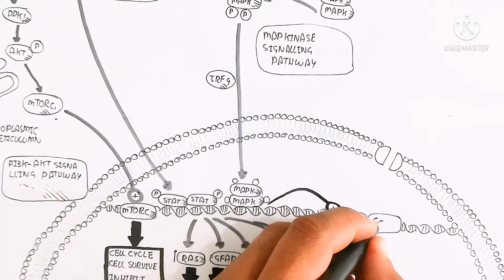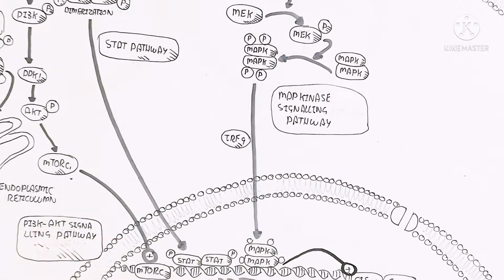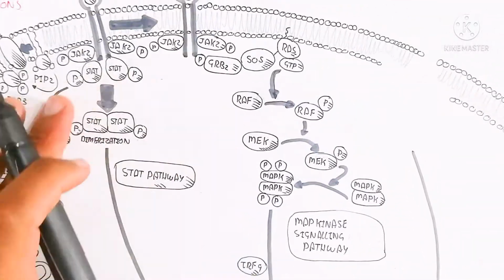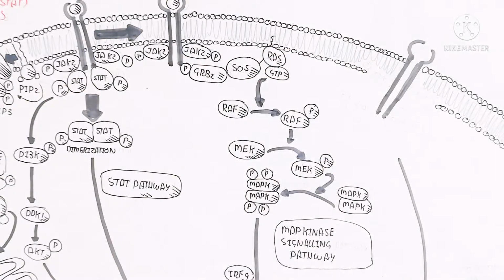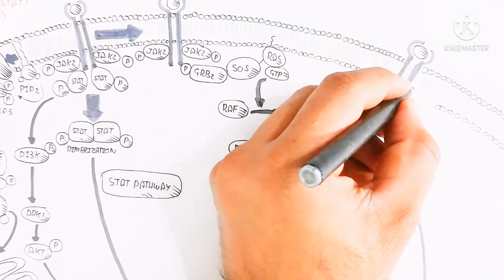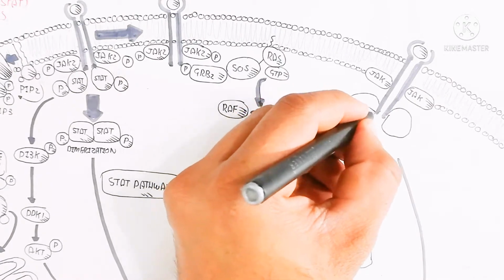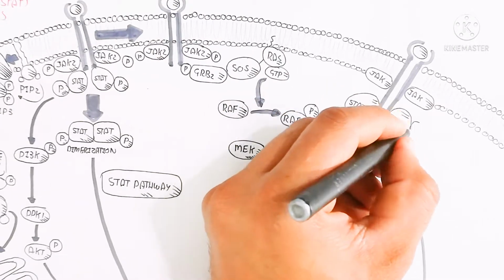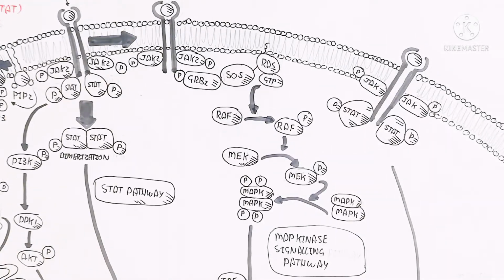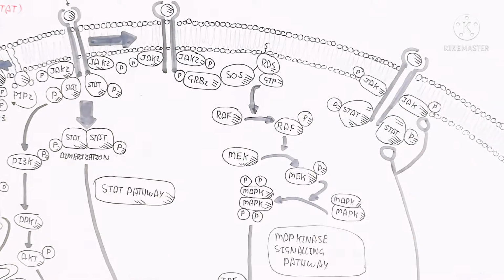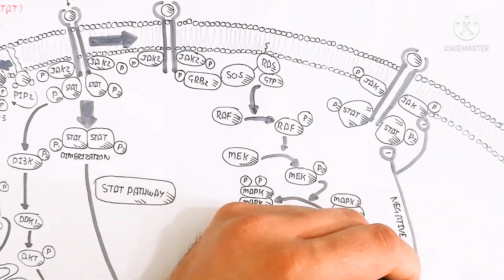On the other hand, the MAP kinase binds with the promoter region to stimulate the CIS and SOCS. The CIS and SOCS will inhibit the STAT and JAK pathway. So the STAT and JAK protein phosphorylation is inhibited, because if there is too much production of STAT and JAK, there is inhibitory activity, so a negative feedback within the cell. So in this way, after the inhibition it will stimulate the ECS complex.